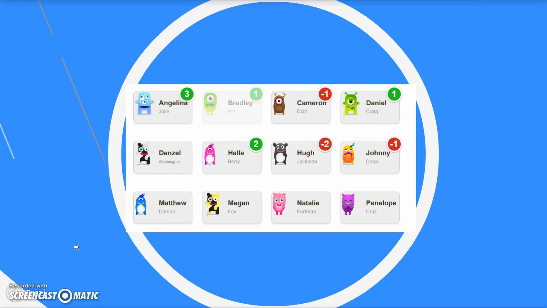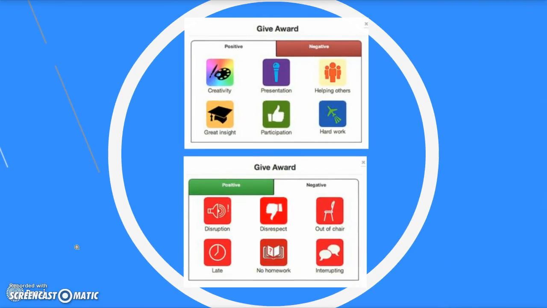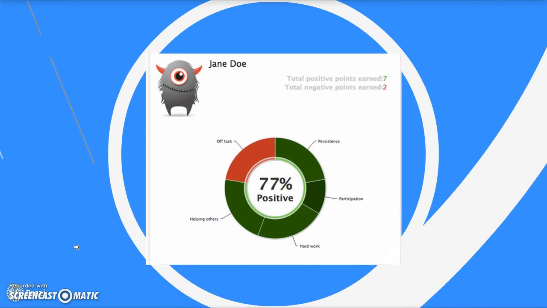How it works is that you have a class list just like this. You can either add or take away points to students. So the green ones have positive points and the red ones have negative points. These are good examples of ways that students can gain points and students can have points taken away. Either they're helping others, they can gain a point, or if they were being disrespectful, they can have a point taken away. The best part is that a parent can go on their phone at any time during the day and see how their child is behaving throughout the day.